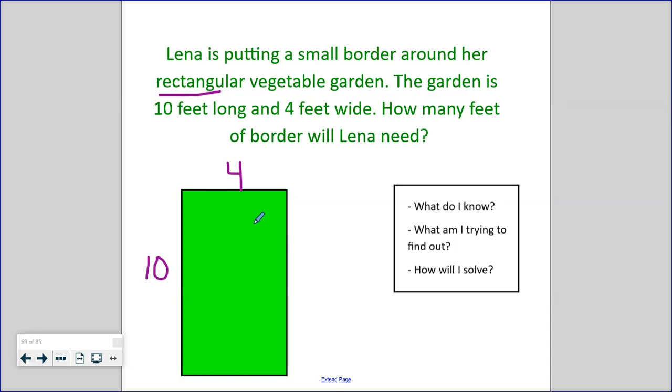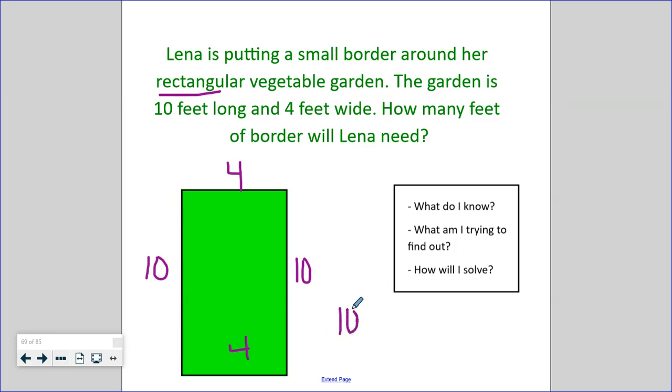No, not just 10 plus 4, because we need to get these sides too. So what do we know about rectangles? If this side is 10, then this side is also 10. If this side is 4, what's this side? Also 4. So to solve this, I'm going to add 10 plus 10 plus 4 plus 4.